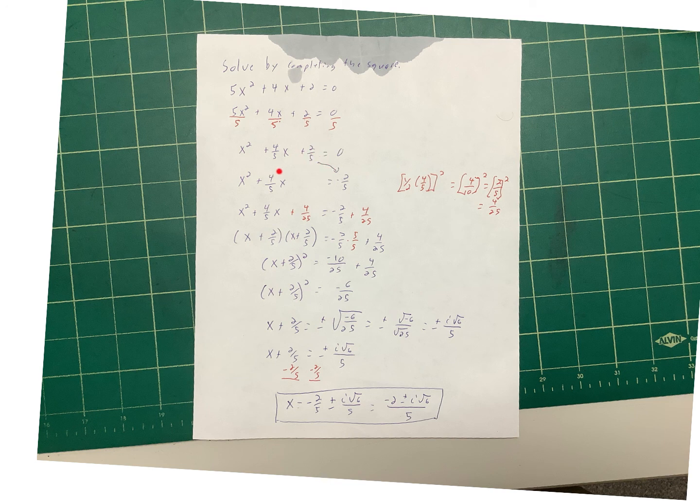Another thing is I need my variables on one side and the constant on the other. So I subtract 2/5 from each side. Then I need to complete the square for that step.